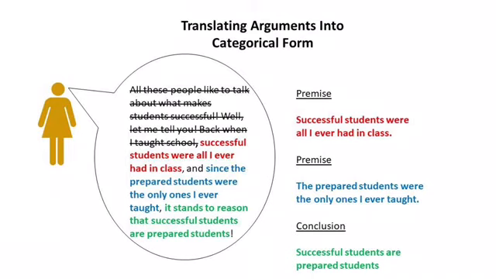And then doing what the little fellow in green said, we pull all that out and we stack it up, right? We pull out the two premises and the conclusion, and we see premise number one, successful students were all I ever had in class. Second premise, the prepared students were the only ones I ever taught. The conclusion that comes from that, successful students are prepared students.